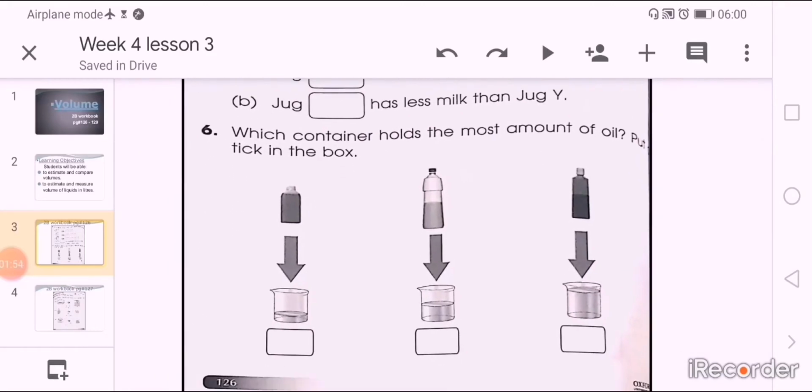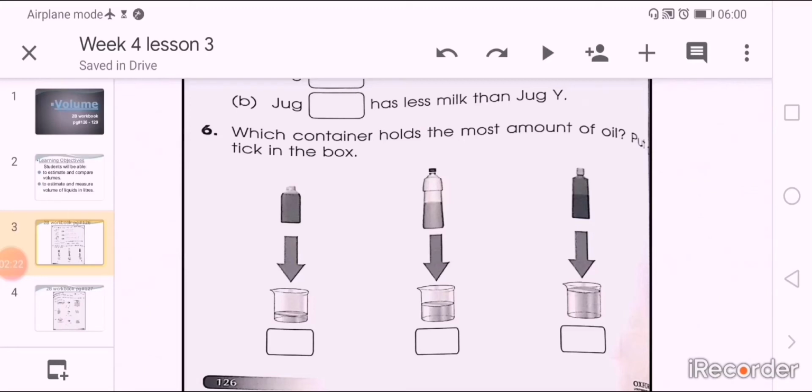Next question, question number 6. Which container holds the most amount of oil? Put a tick in the box. We have 3 containers here and they poured the oil into 3 similar beakers, so we can compare them easily. Look at the first container. The beaker under the first container has the least amount of oil.